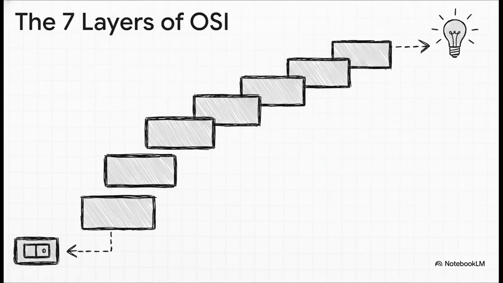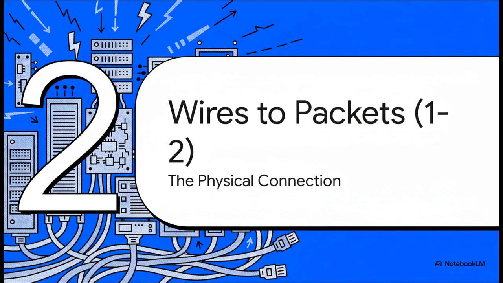And here they are, the 7 layers. For this explainer, we're actually going to travel up the stack, starting at the bottom with the physical layer. We're going to see exactly how a simple command, like turn on the lights, makes its entire journey from start to finish.